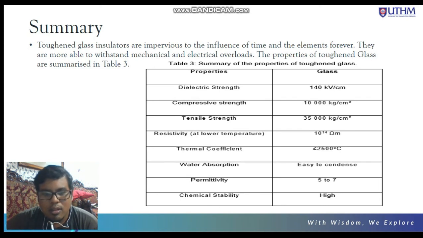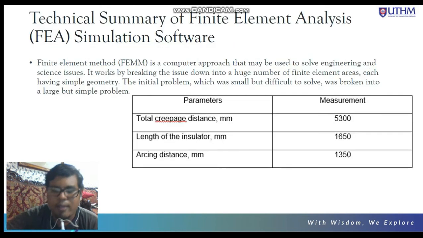Dielectric strength, the electrical strength, is 140 kV. Compressive strength is 10,000. Tensile strength is 35,000. Resistivity is 10 ohm, and thermal coefficient is 215 Celsius. Water absorption is easy to the condition. Permeability is 5 to 7. Chemical stability is very high.